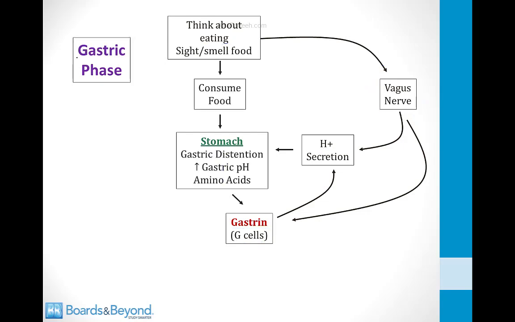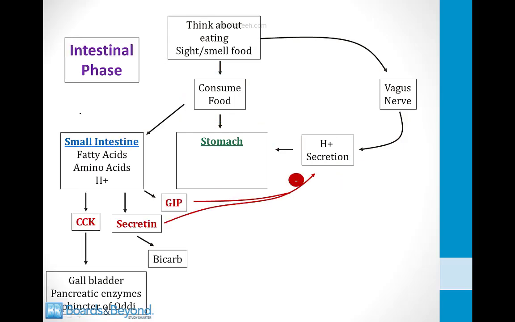The next phase is called the gastric phase. This happens after you consume food and the stomach has become distended. So there's gastric distension. The pH in the stomach begins to rise because it's been exposed to food, which buffers the stomach pH. There are also amino acids in the stomach, and all these things can trigger gastrin release from G cells, which can trigger more acid secretion to try and help digest these foods which are now in the stomach. And then the final phase of digestion is called the intestinal phase.